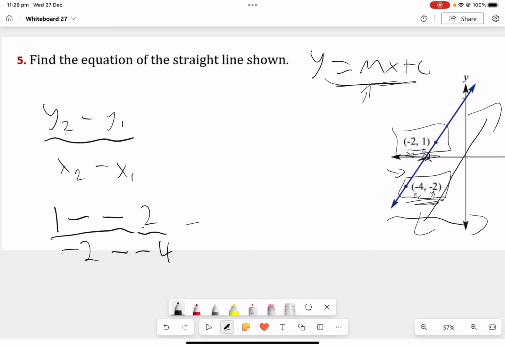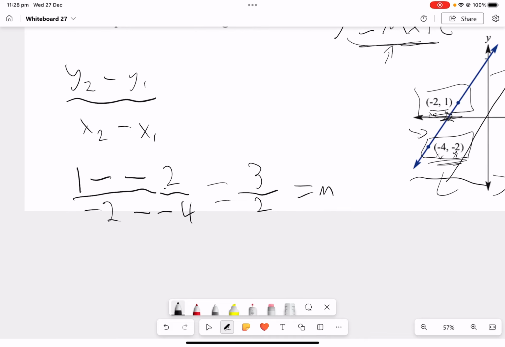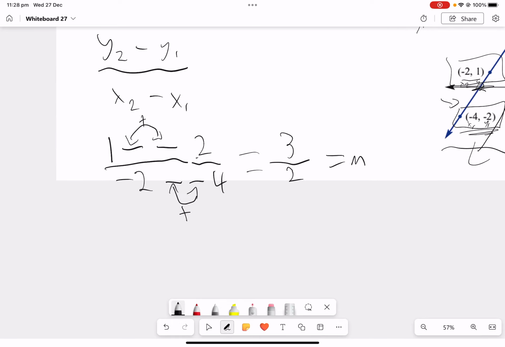Then all we do is evaluate. 1 minus -2 is 3, over -2 minus -4, which is just 2. So that is our m. Remember, the reason is that when there's a double negative, it turns into a plus. Now we know our m: m is equal to 3 over 2.